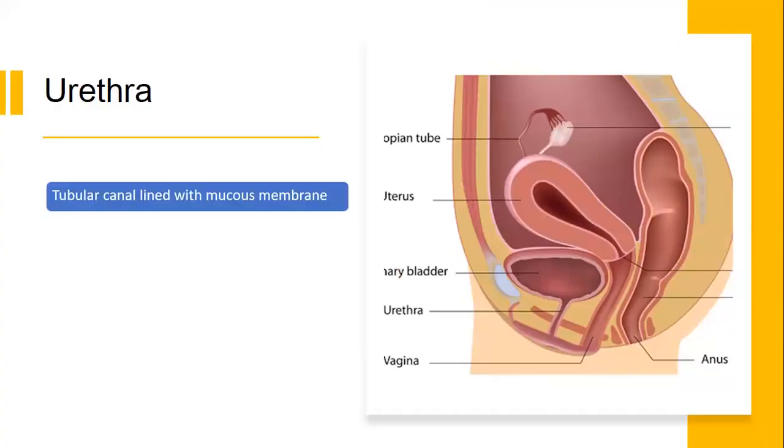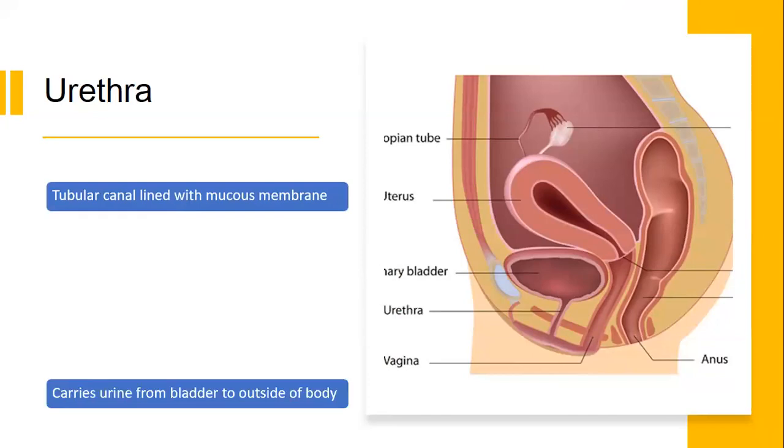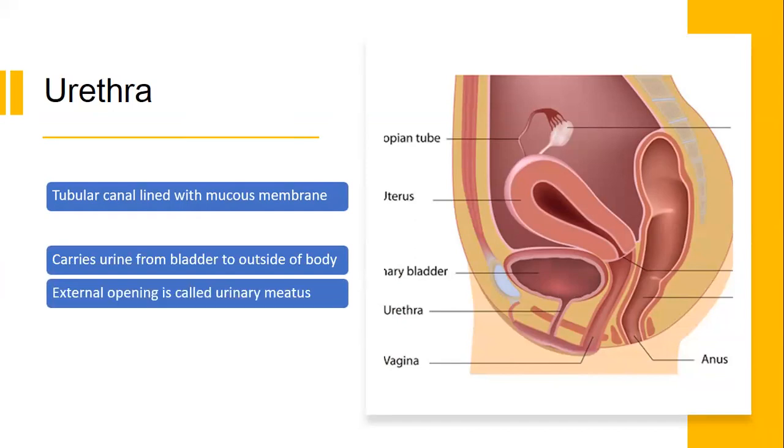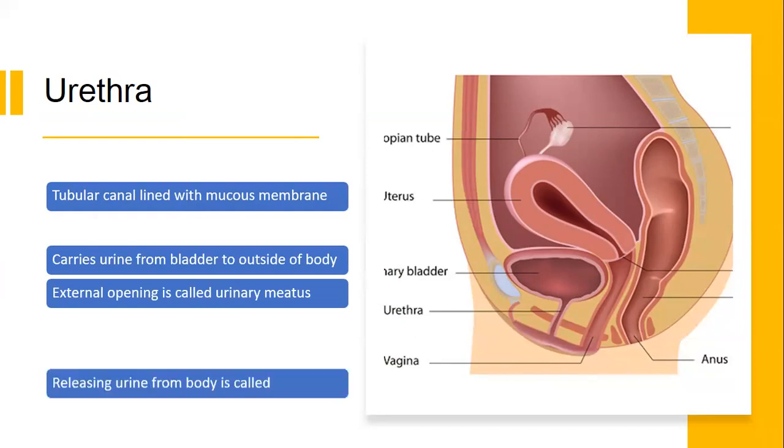Urethra: a tubular canal lined with mucous membrane, in both the female and the male. It varies in length. It carries the urine from the bladder to the outside of the body, and the external opening is called the urinary meatus.